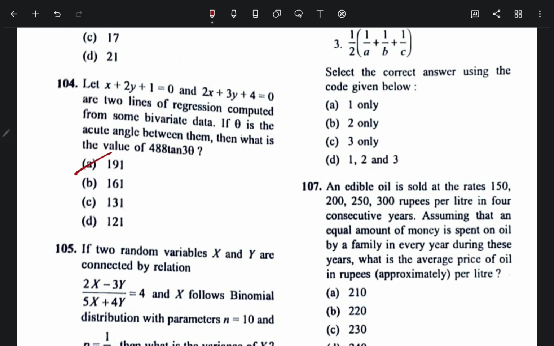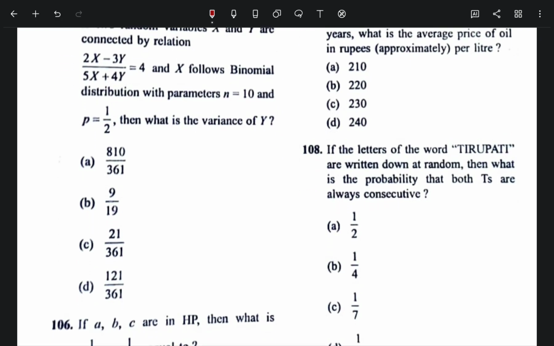104 you get A. So two lines of regression computed from some bivariate data. Theta is the acute angle between them. What is the value of this? So you can actually find the values of theta. You don't have to use statistics for this. You can easily find the value of theta by using just geometry. So you get the value of A. For 105 again you have A. The same logic applies.